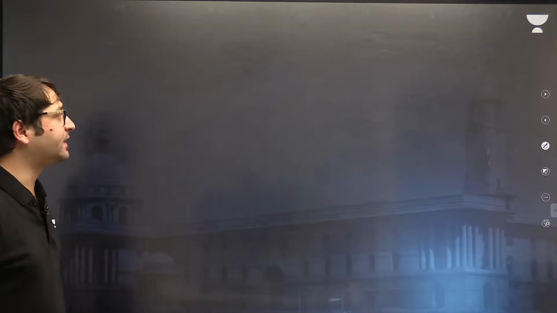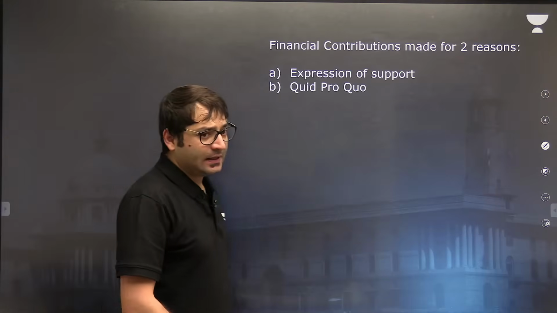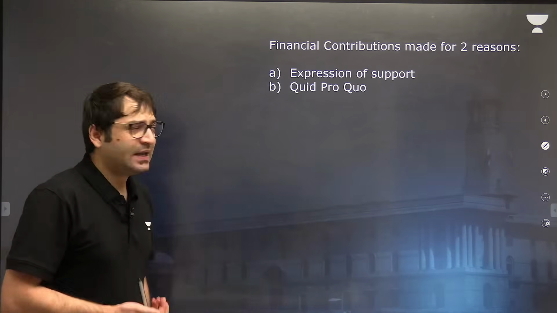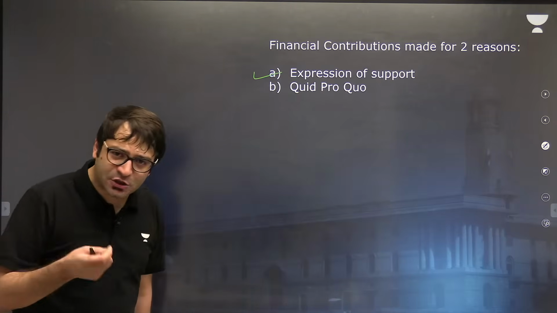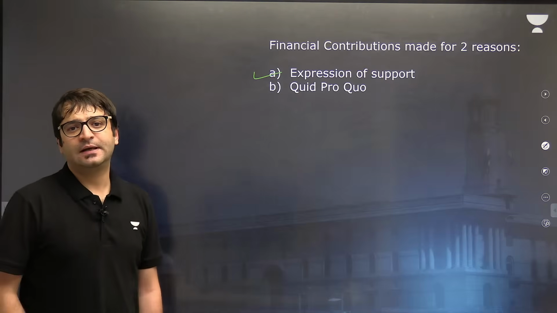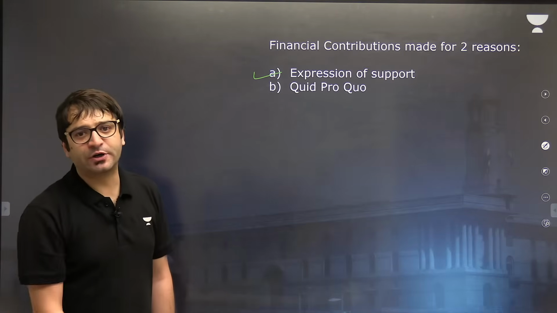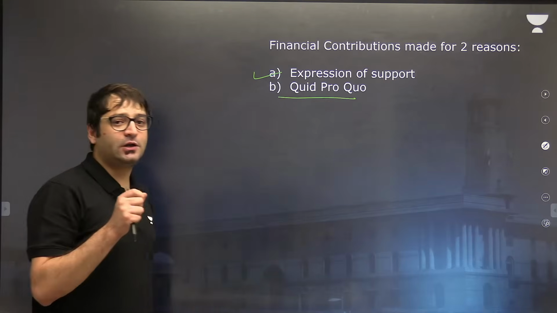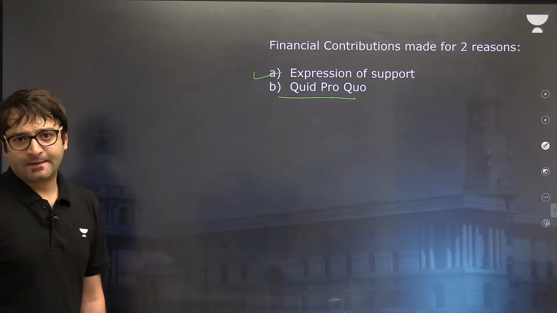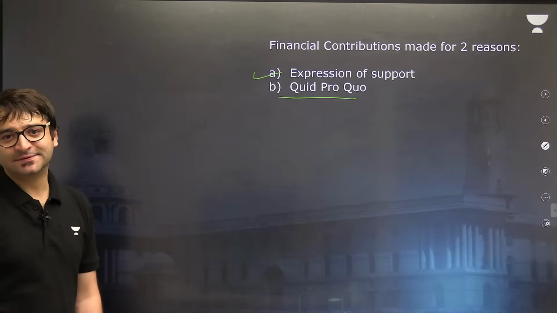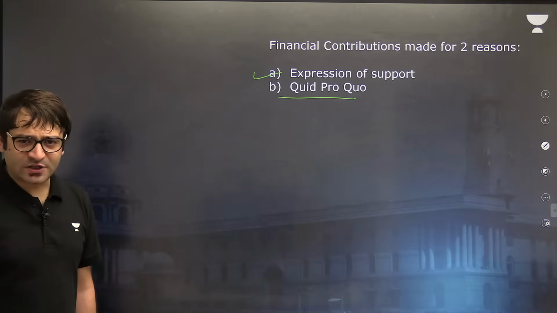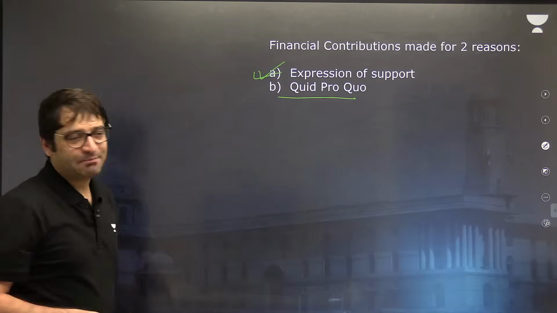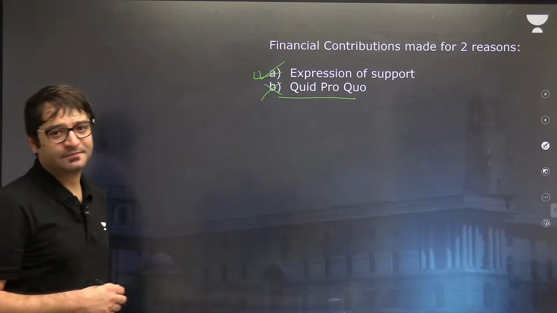The court said for this we need to understand that financial contributions are made for two reasons. Either it is a genuine expression of support, I genuinely support this political party, or it is in the form of quid pro quo, in the form of give and take. Supreme Court said, we can protect this, but we cannot protect this.